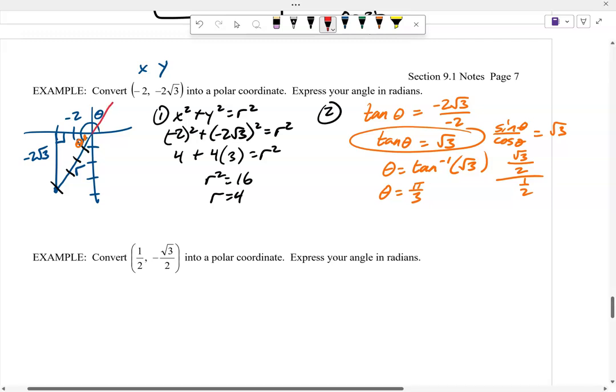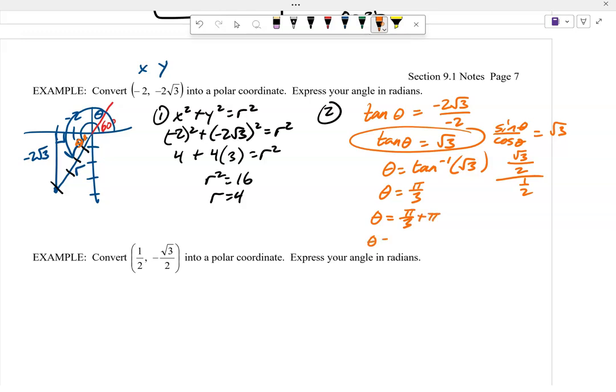We don't want the 60 degrees. We want the whole 60 plus 180 right there, right? So we want pi thirds plus pi. So pi thirds plus 3 pi thirds, 4 pi thirds is what we actually want. In other words, 240 degrees, 60 plus 180, 240. So the r is 4, and the theta is 4 pi thirds. That's the polar coordinates for that one.